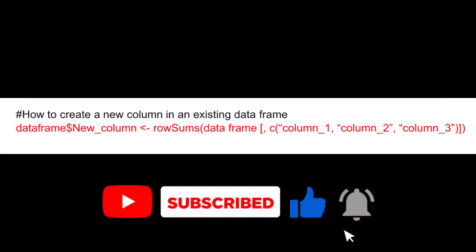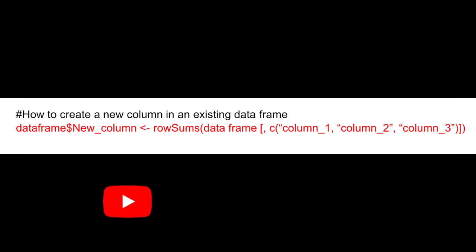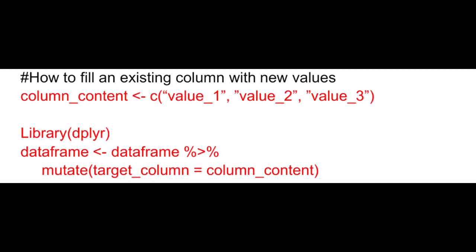Okay, so the next is, if you want to create a new column in an existing data frame, for instance, you want to sum other columns to impute the result of that calculation into a new column. This is the code that you will need to write. Punch it straight into your computer and you have that down.